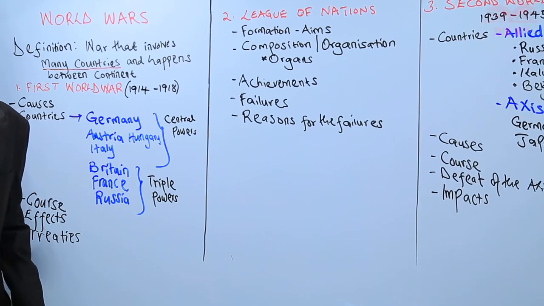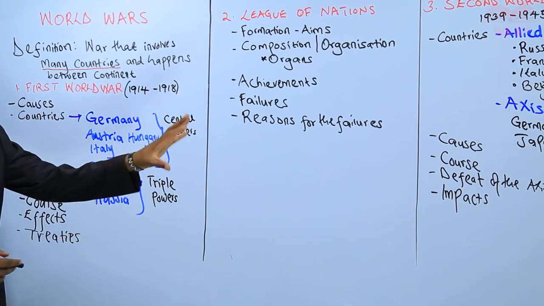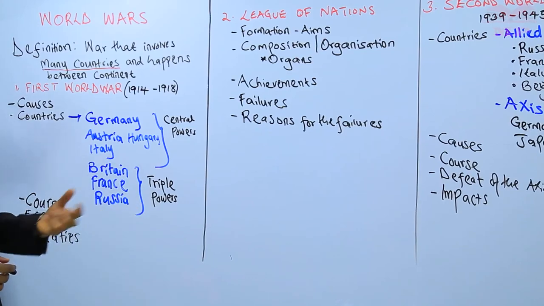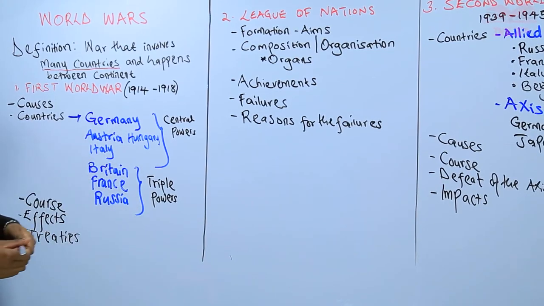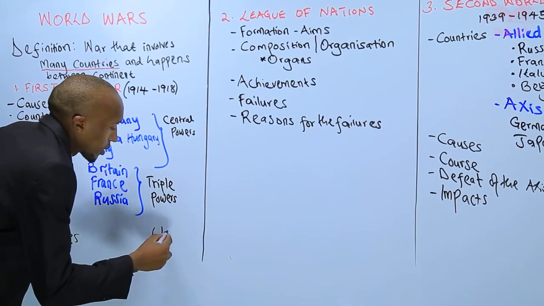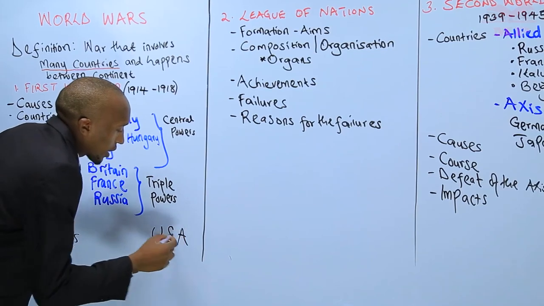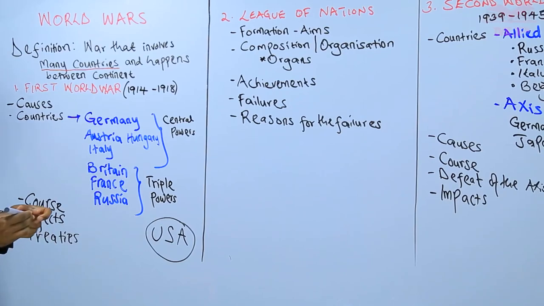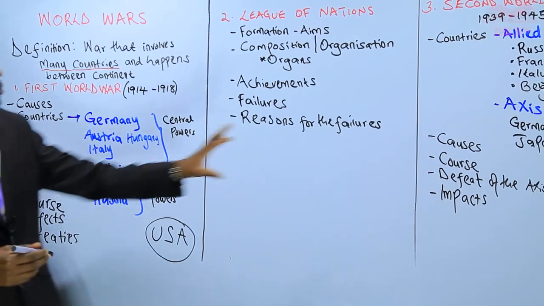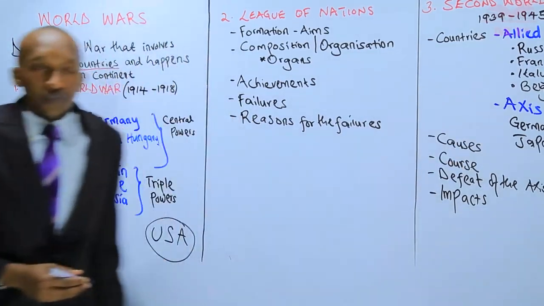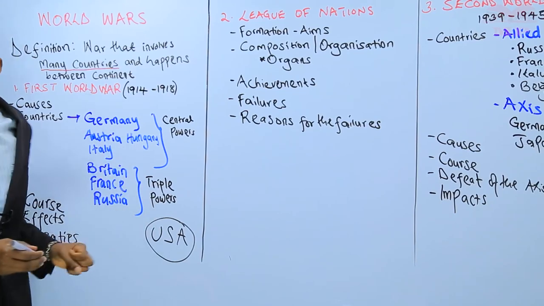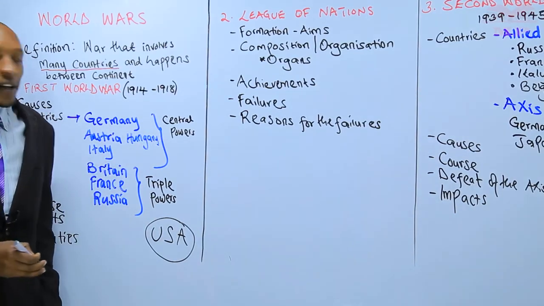But now you have heard that in all these wars, there is a party that is really important, but we have not mentioned it in any of the wars. That is the United States of America. The USA took part in the First World War and also in the Second World War. But I want you to note, it is not an active member because it does not belong to any of the groups at the initial stage of the fight.